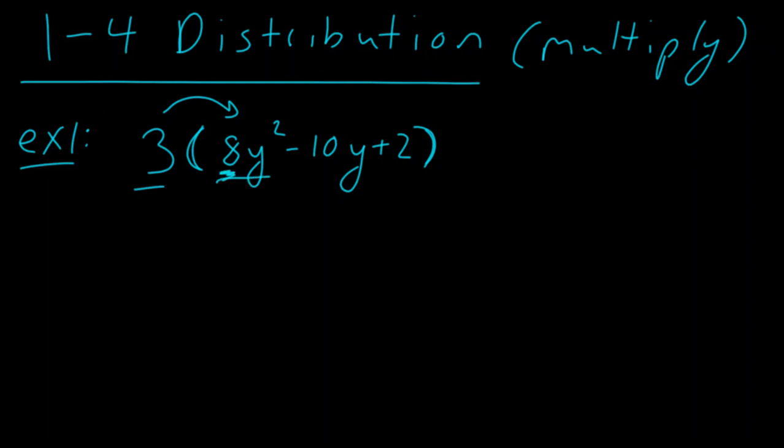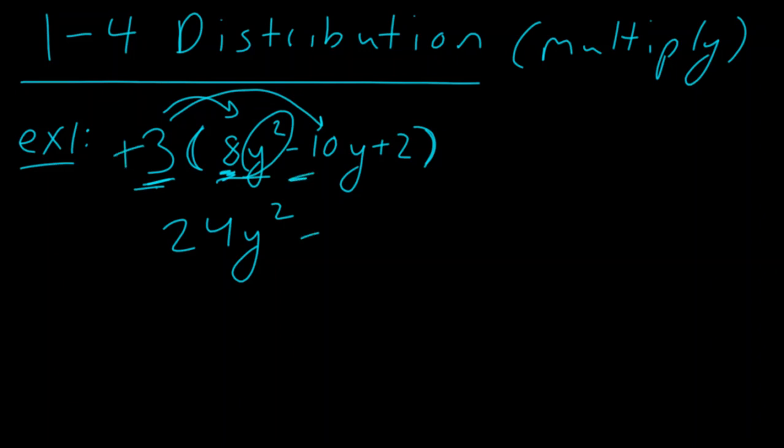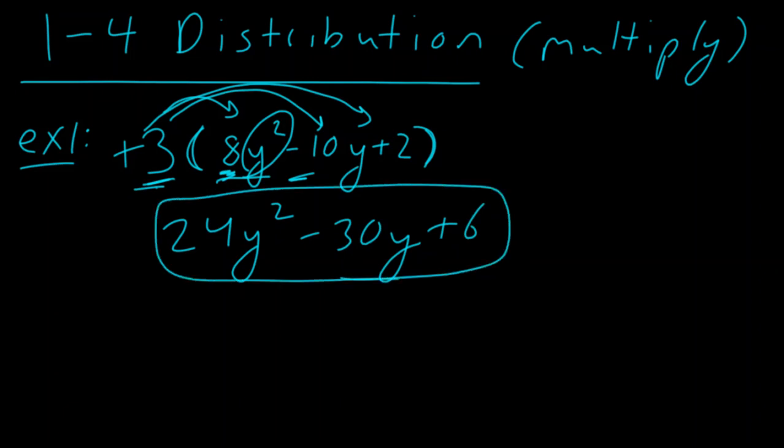Well, recall we just multiply the coefficients, and so of course 3 times 8 will be 24y squared, and this remains unchanged. Now how about 3 times negative 10y? Well, we know that a positive times a negative is a negative, and 3 times 10 is of course 30y. And lastly, we have 3 times positive 2, which would give us positive 6. And this is fairly straightforward. I would encourage you to pause this, finish taking any notes that you need. Let's move on to a more difficult example.